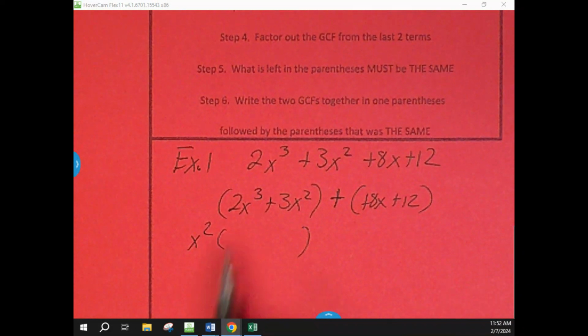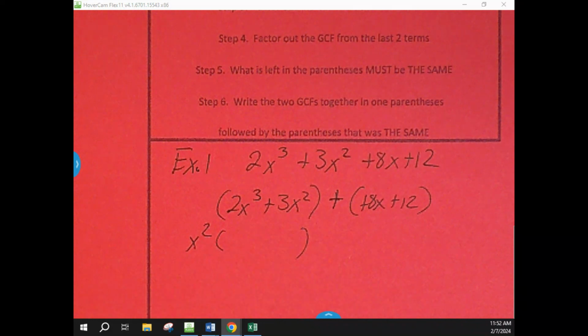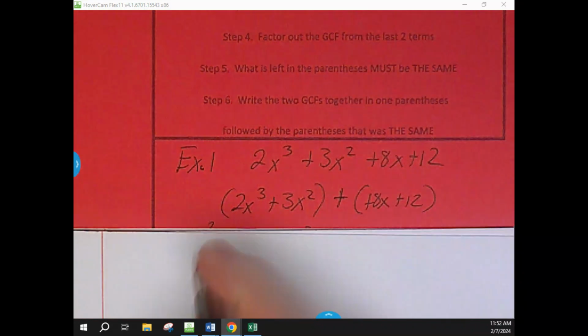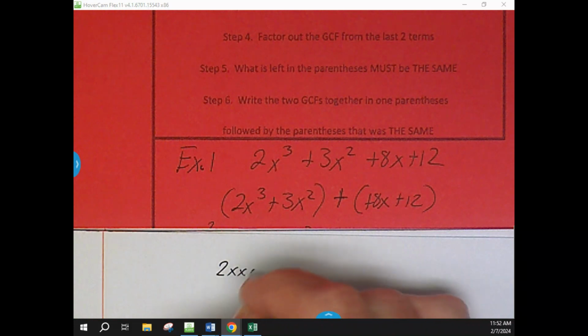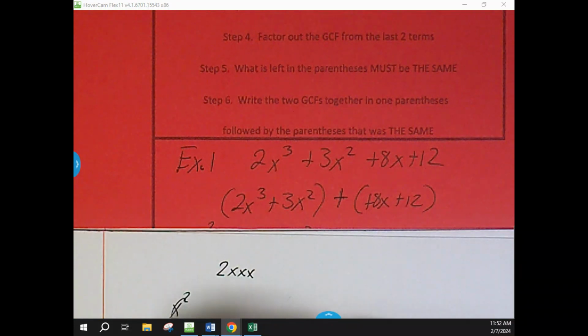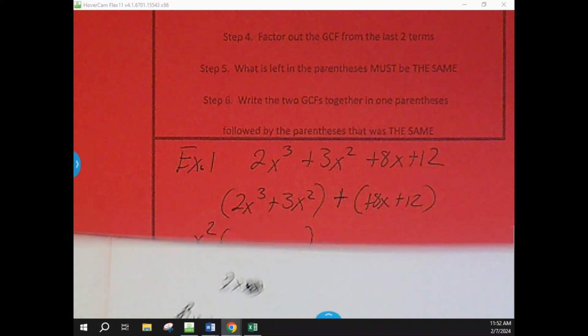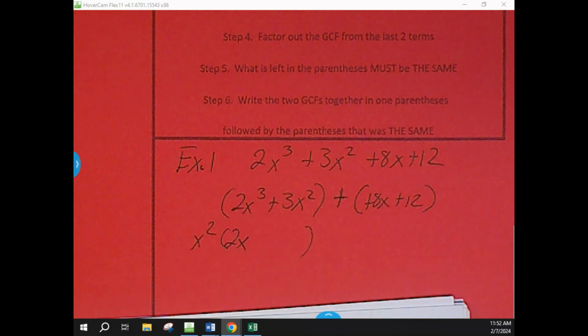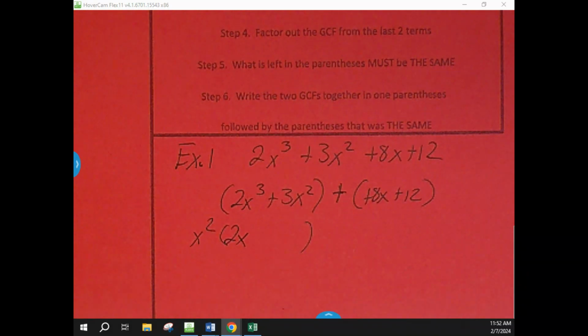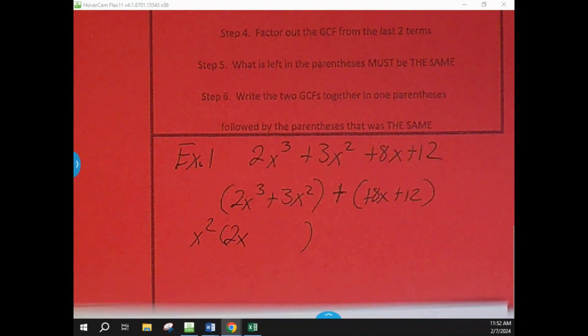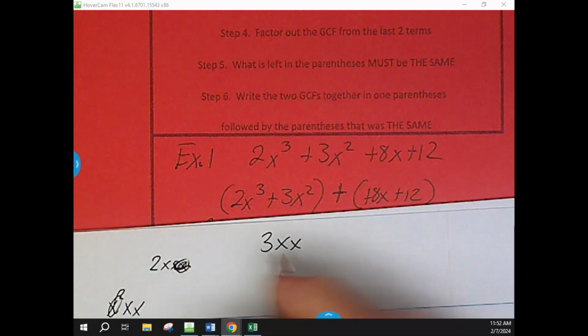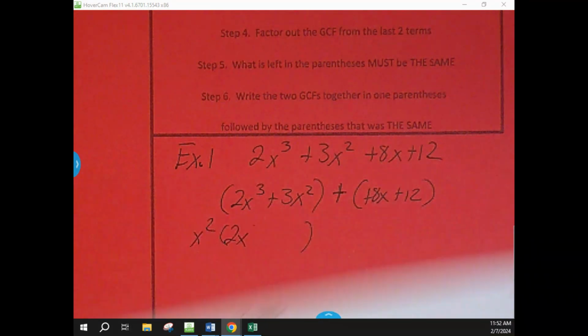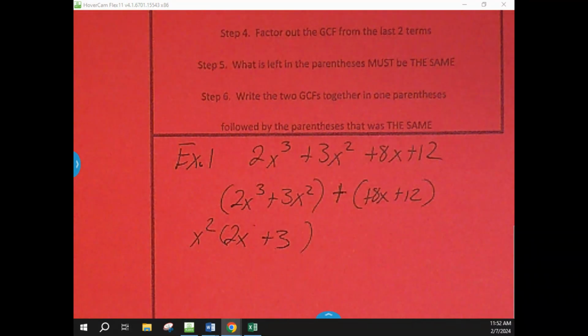Okay, and by doing that, if it's 2x to the third, that's 2 times x times x times x. If we take out x squared, we're taking out 2 x's. That means we're going to have 1 x left over and a 2. So on the inside here, we've got a 2 and an x. If it's 3x squared, which means it's 3 times x times x, if we take out 2 of the x's, there's just the 3 left over. So there's where we took out the greatest common factor of the first 2 terms.